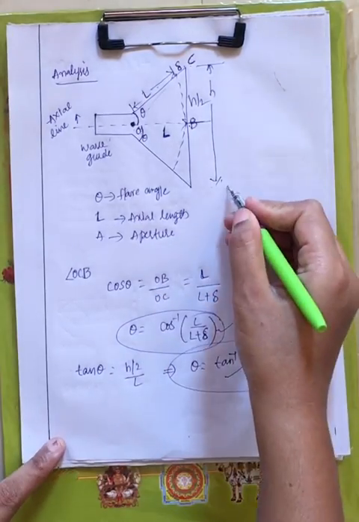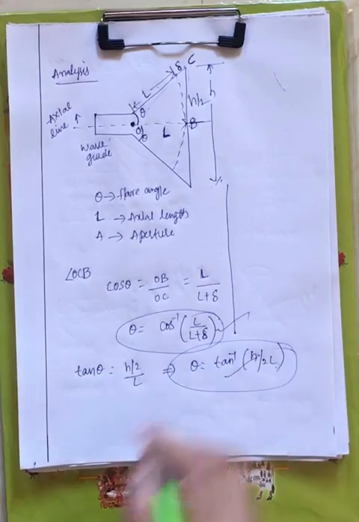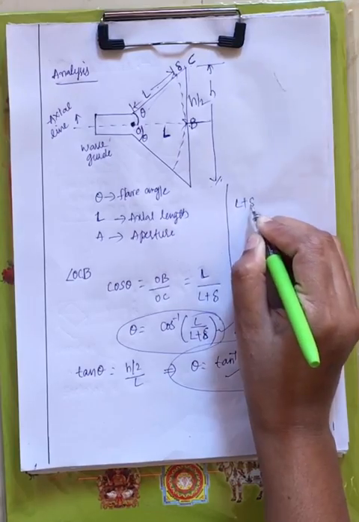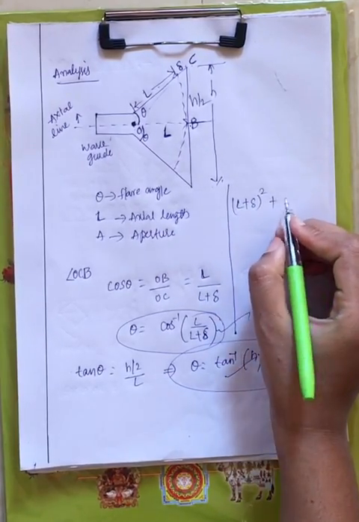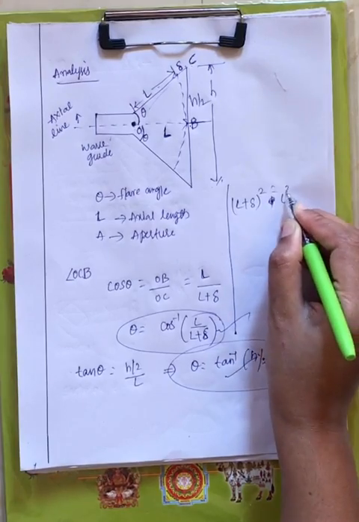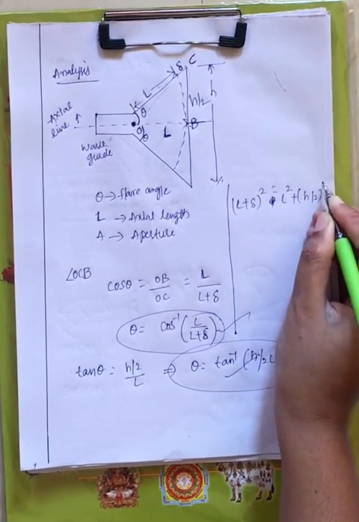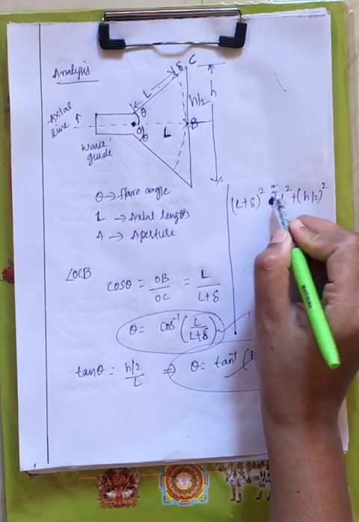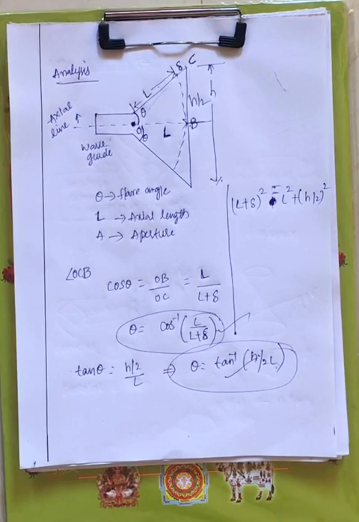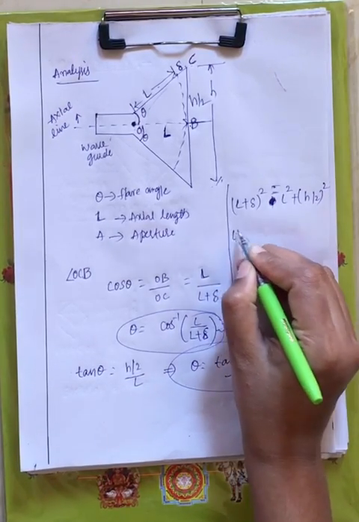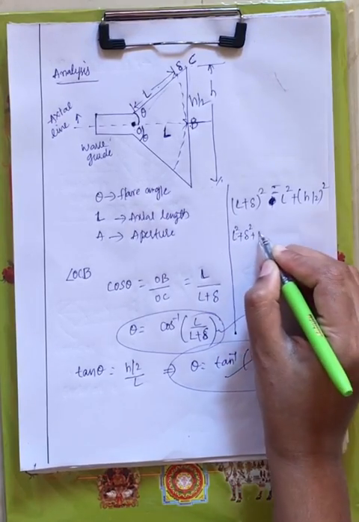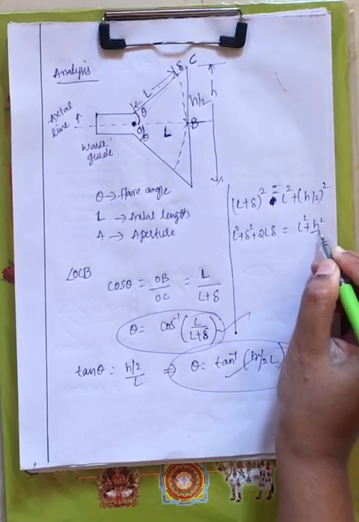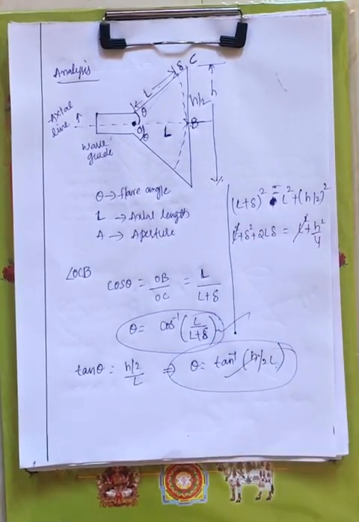Now this is a right angle triangle. From the Pythagoras theorem, L plus delta whole square equals L square plus h by 2 whole square. Now solve this: L square plus delta square plus 2L delta equals L square plus h square by 4. Now L square will get cancelled.